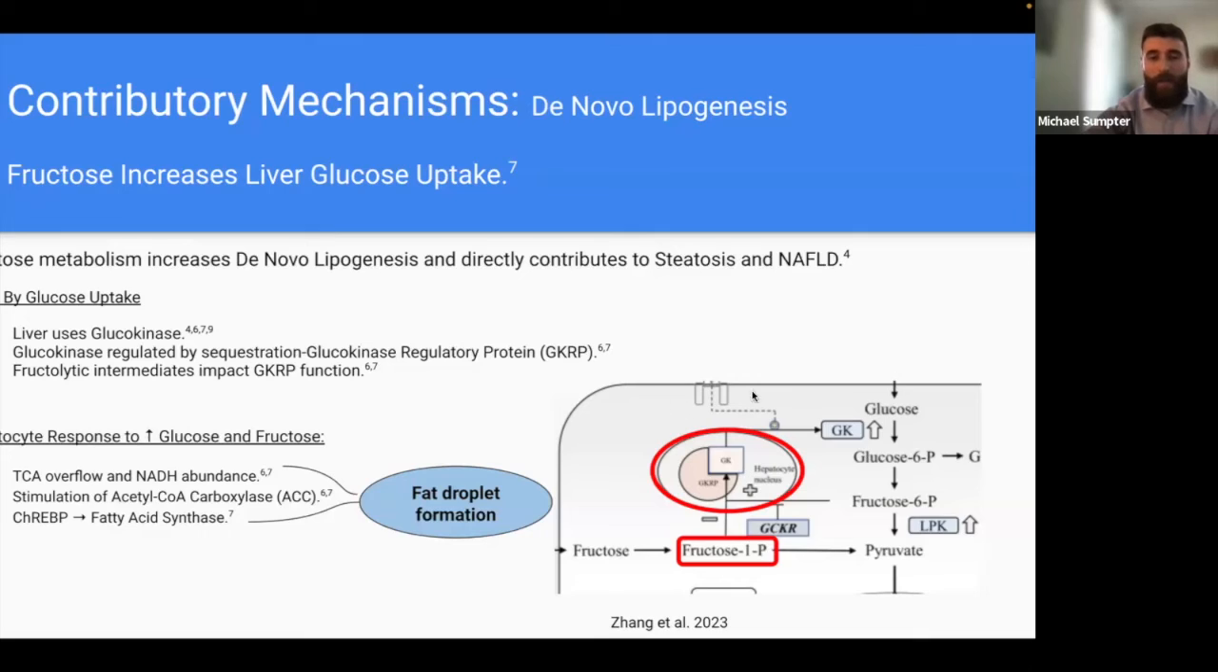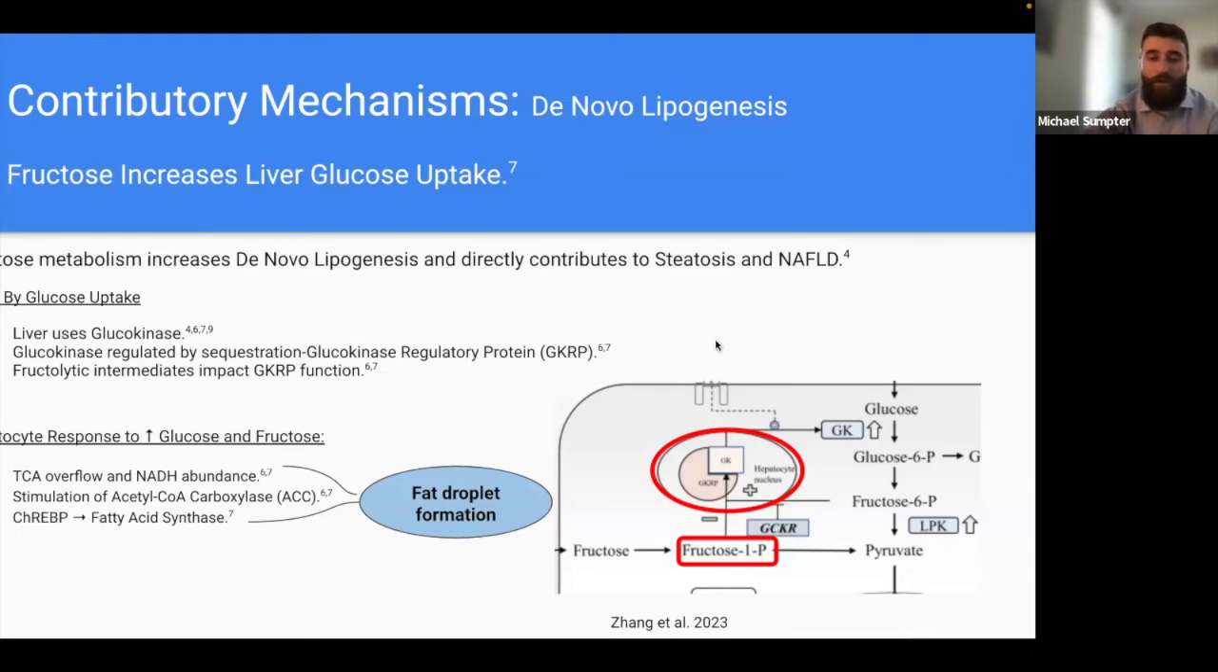So now this next part you can probably zone out for, but I've always liked understanding the molecular mechanisms of how things work. So this is going to be my attempt at elucidating how fructolytic intermediates impact GKRP function. So earlier I mentioned that GKRP is going to be stimulated by fructose 6-phosphate, and that's going to allow GKRP to sequester glucokinase away from the cell membrane and keep it on the nuclear membrane.